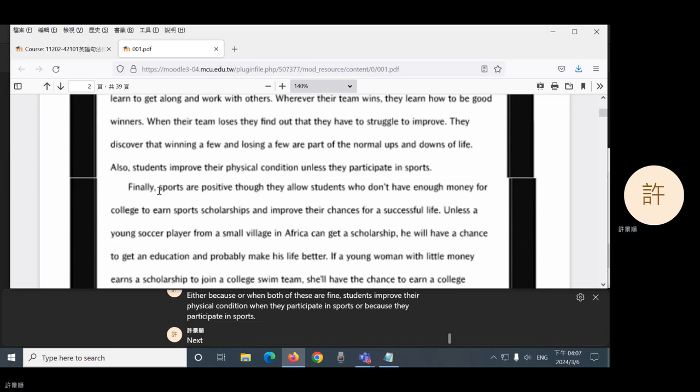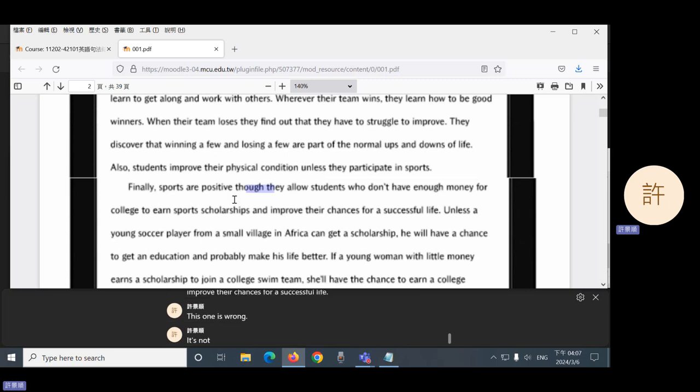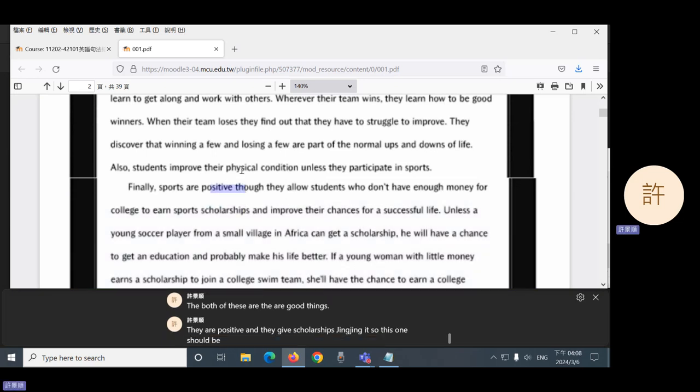Next one. Sports are positive, though they allow students who don't have enough money for college to earn sports scholarships and improve their chances for a successful life. This one is wrong. It's not though, right? Both of these are good things. They are positive and they give scholarships, 奖学金. So this one should be because. Sports are positive because they blah, blah, blah.